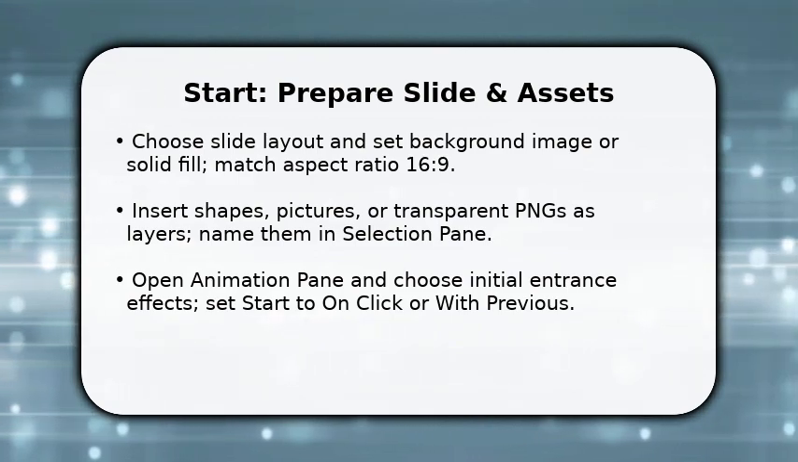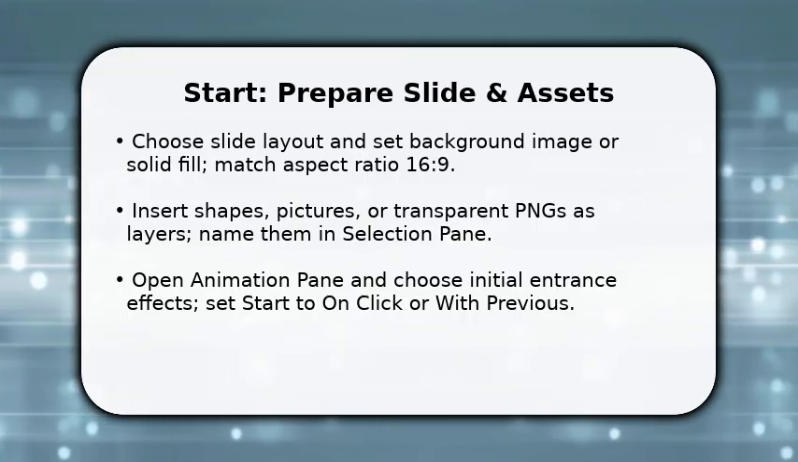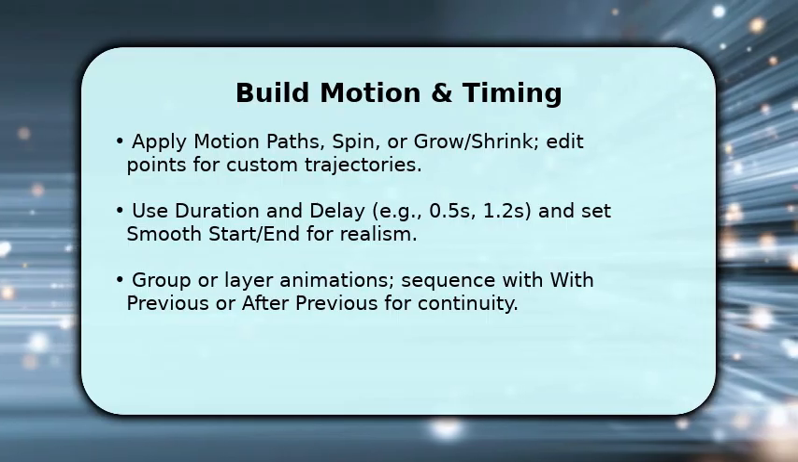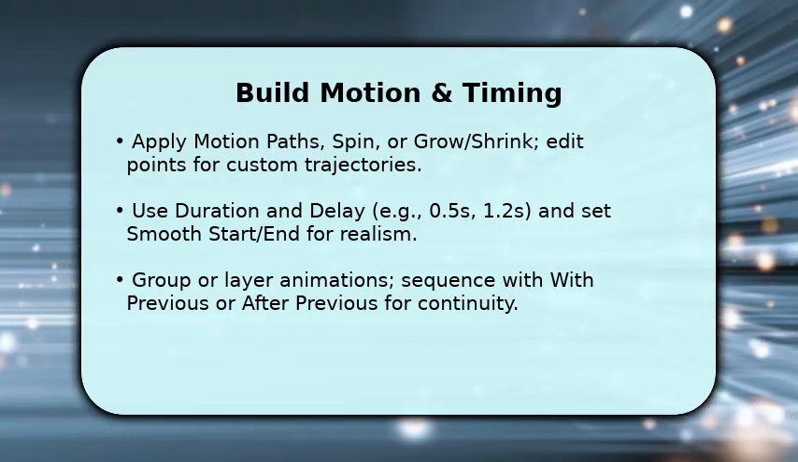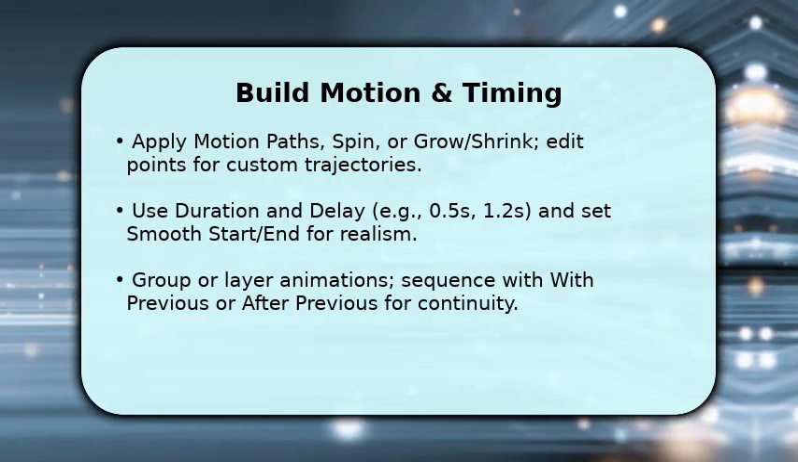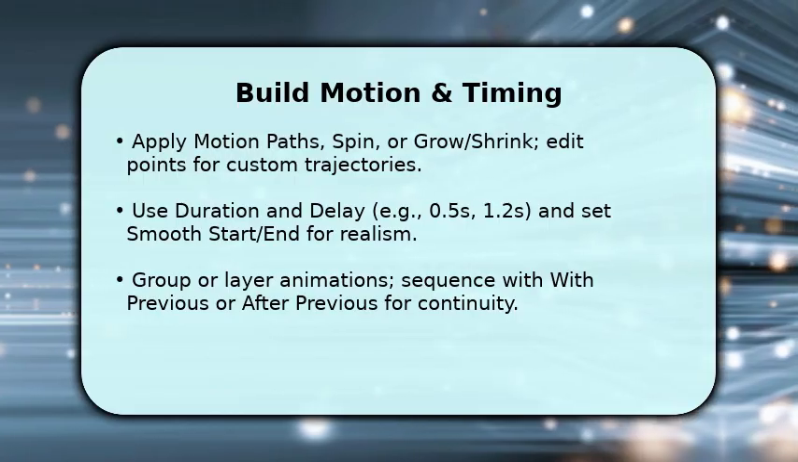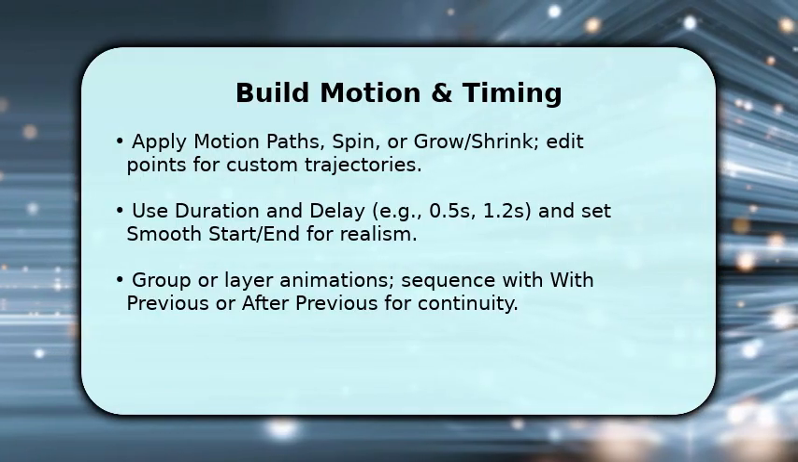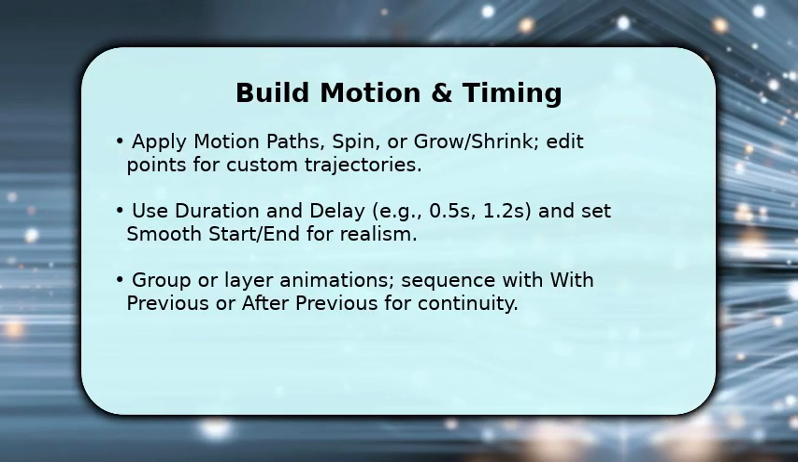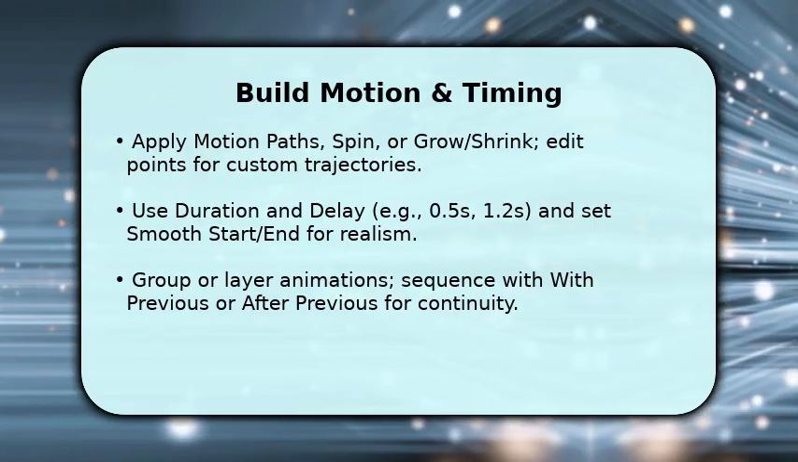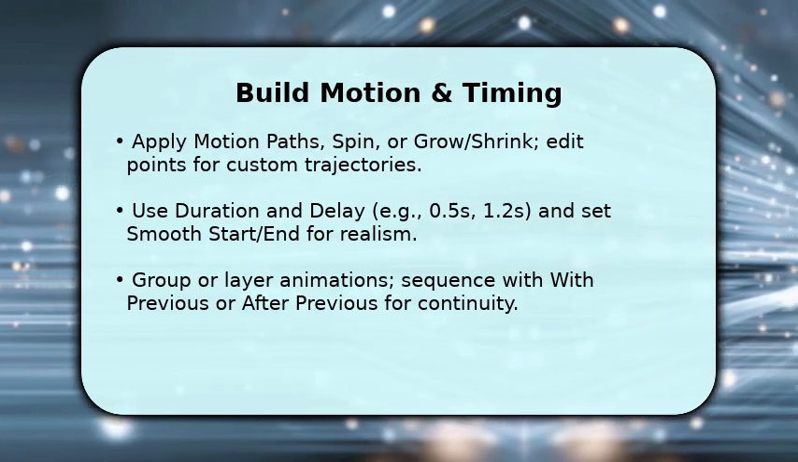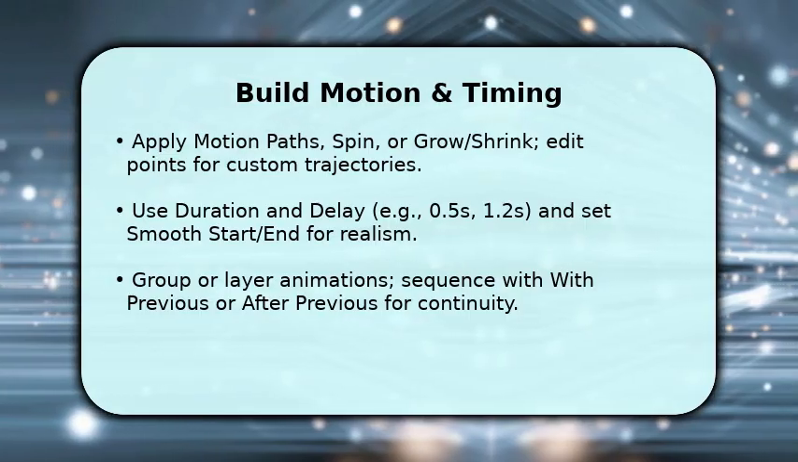You now craft the movement and timing that sells the background. Add motion paths or transform effects and edit path points so motion follows a natural arc. This prevents robotic linear movement. Next, adjust duration and delay, try 0.5s to 2.0s ranges, and enable smooth start and end to soften acceleration. Once elements move well individually, sequence them by grouping related layers, and using with previous or after previous to create overlapping actions that read as a single, cohesive background animation.